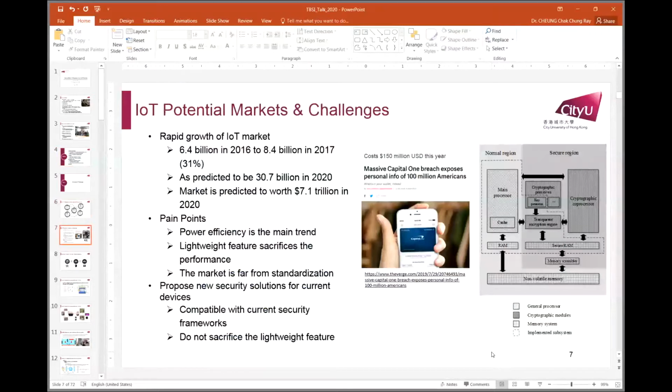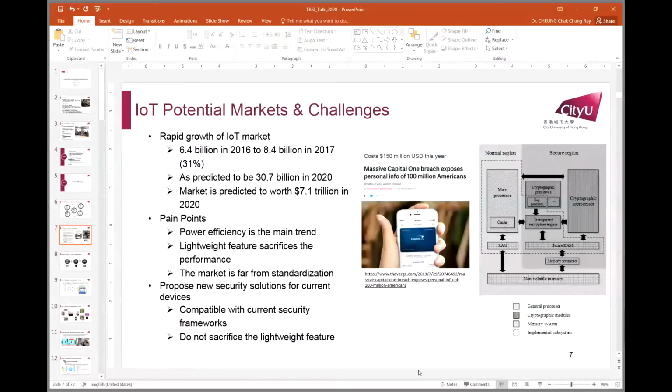However, the problem with this is that the power efficiency and the lightweight features will sacrifice the performance, and we see a lot of breaches, a lot of security problems. So how can we divide the chip into certain areas with a secure region and a normal region? How can we do it?